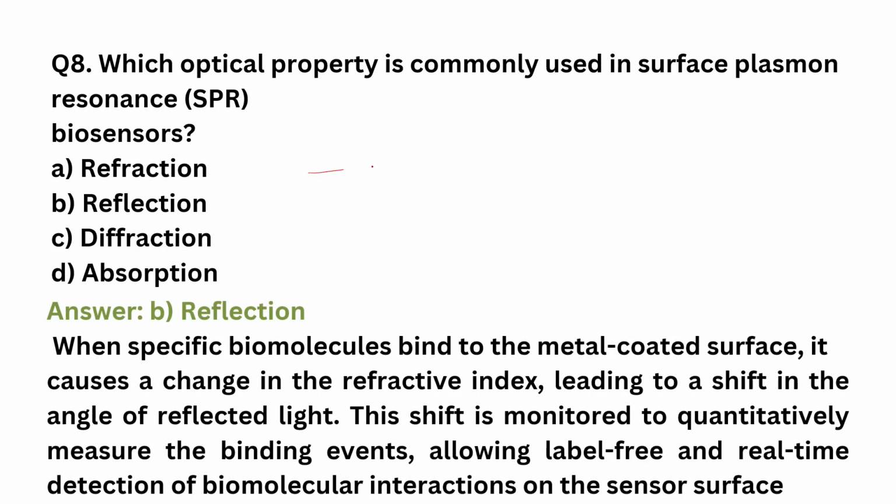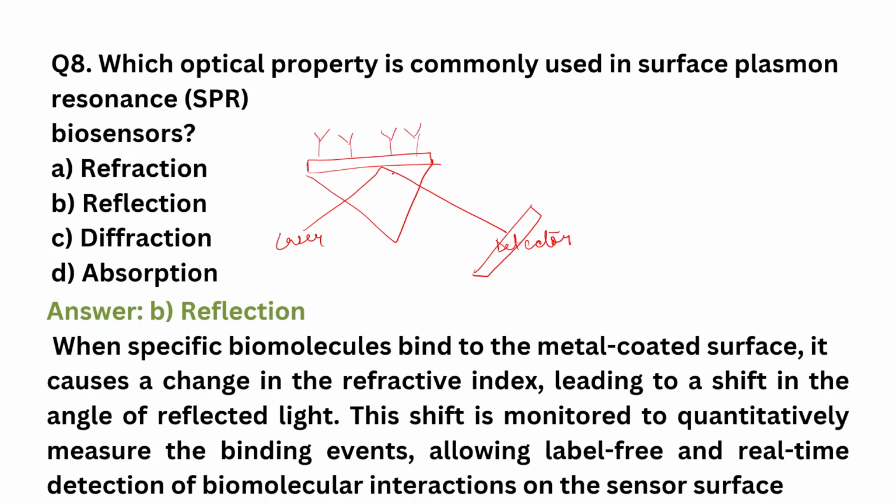So as I told you, we have a prism, and you have a laser and a detector, which can detect the angles. So when you coat it with antibodies, when antibodies come and bind, there will be a change in the angle. So theta 1, and then you will have theta 2, and then when you have more antibodies coming, they can go to theta 3.